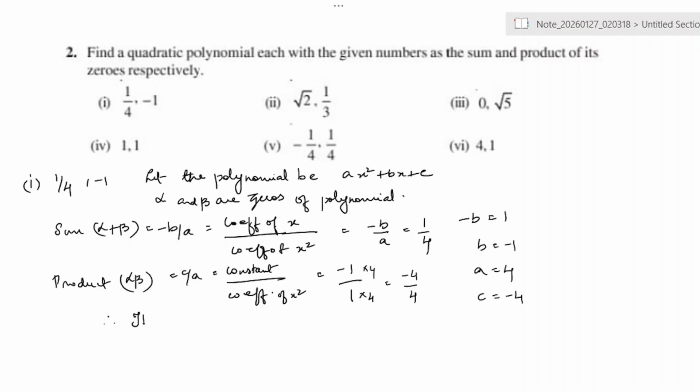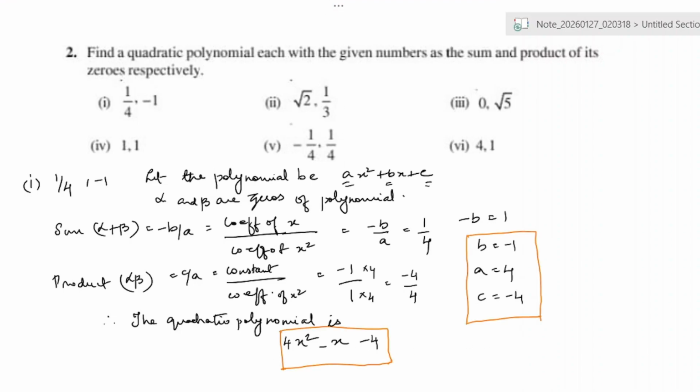Therefore, the quadratic polynomial is... with this we have to form a, b and c. We just have to substitute the values. So it is 4x squared minus x minus 4. So this is the quadratic polynomial. Yes, I just highlighted the answer. We'll move on to the next sum.